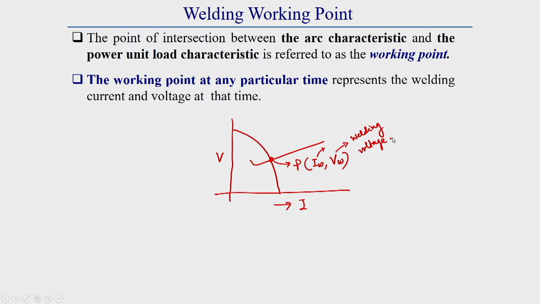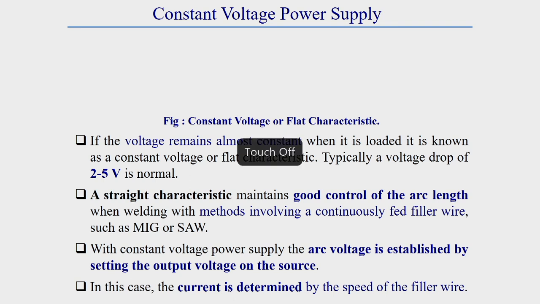That means this crossing point of the arc characteristic curve and the power source characteristic curve is called the working point. So, this crossing point represents the welding current used during that welding time and the voltage used during that welding time. Now, we will go for constant voltage power source characteristics.